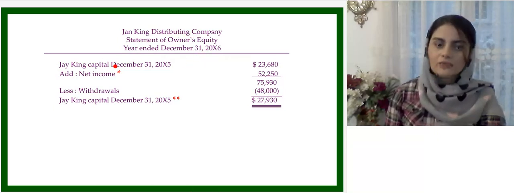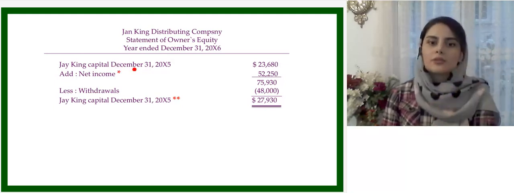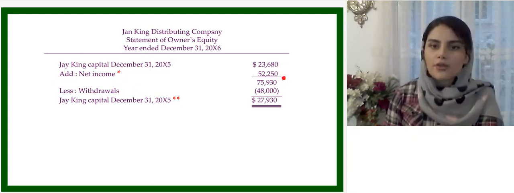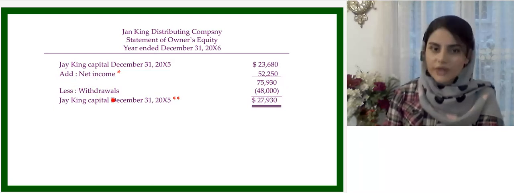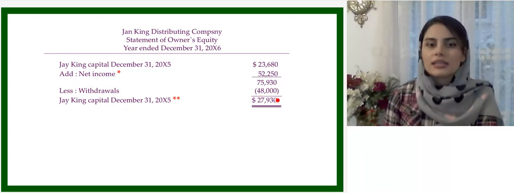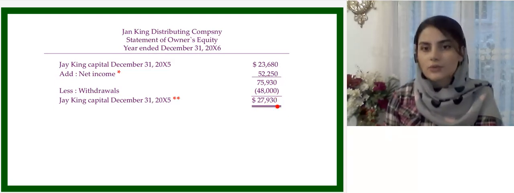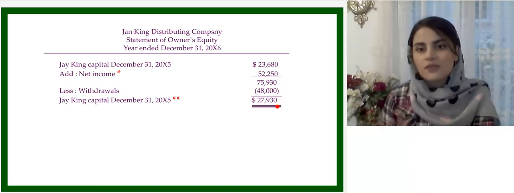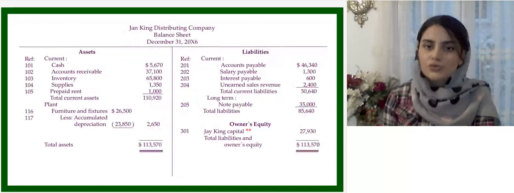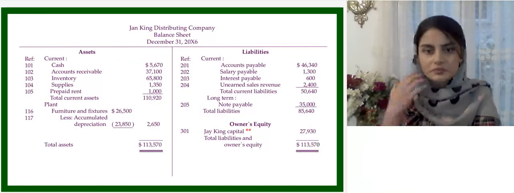This net income goes to the statement of owner's equity. In the statement of owner's equity, we have the capital balance at December 31, and we should add net income and less withdrawals. That is the net. That is the capital at December 31, 2005, which is $27,930, which goes to the balance sheet.